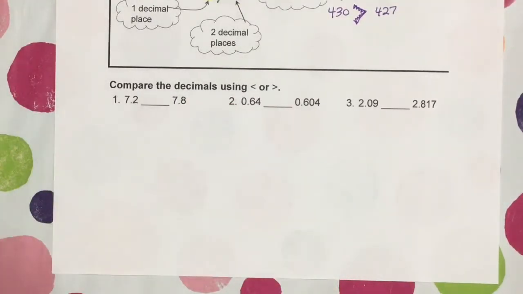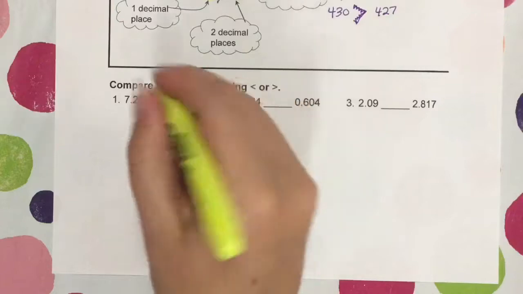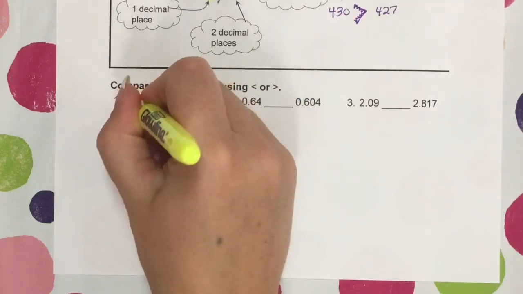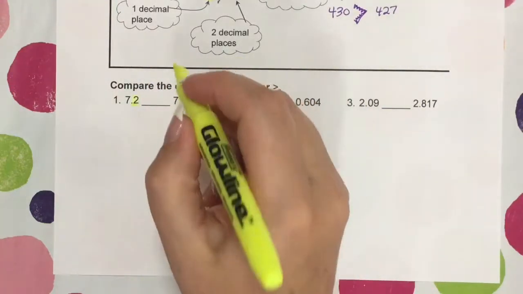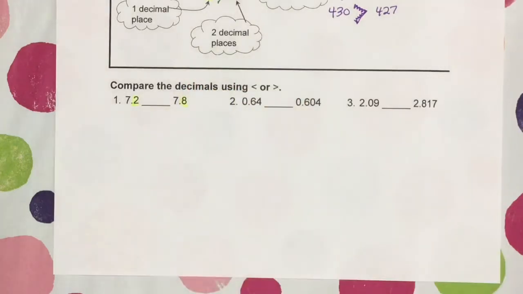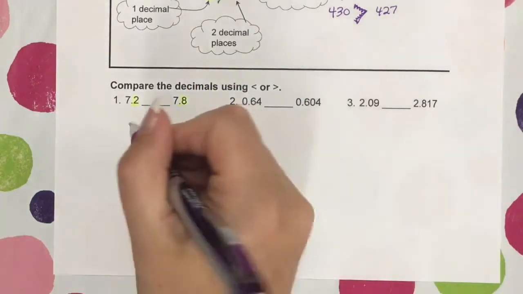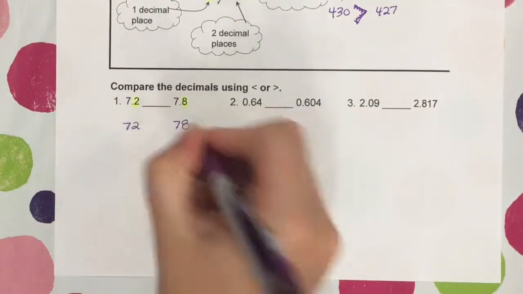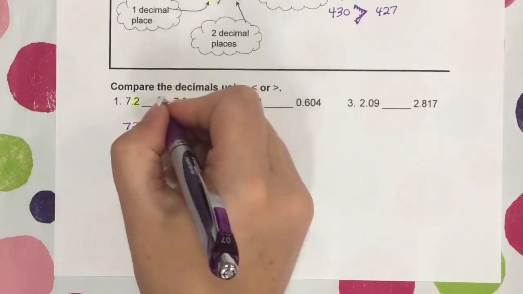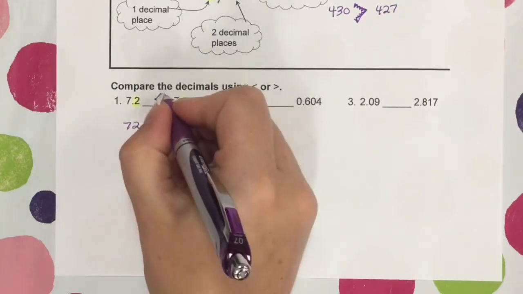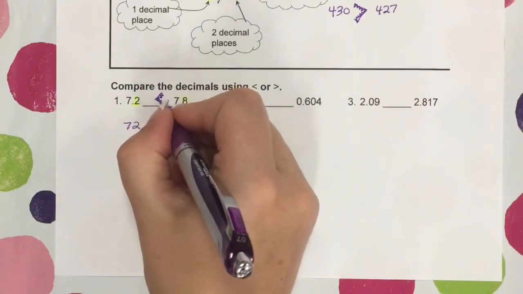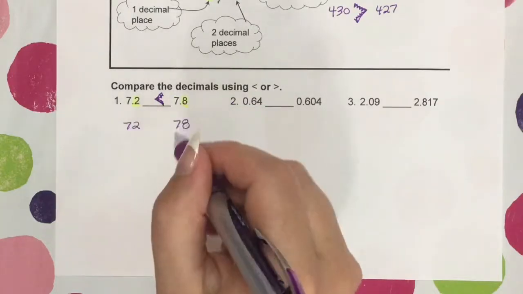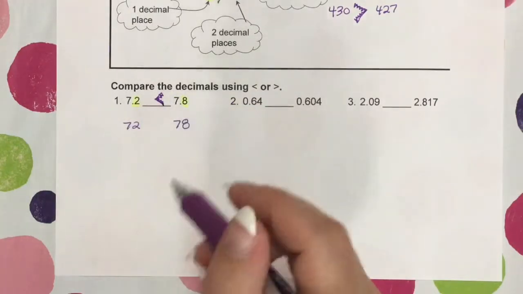So we have 7.2 and we have 7.8. They both have one decimal place, so that's good. One thing the textbook talks about is, hey, just ignore the decimals. We got 72 and we got 78. Which one's bigger? It's clear that 78 is bigger, so the alligator would eat the bigger one. So we'd say 7.2 is less than 7.8.